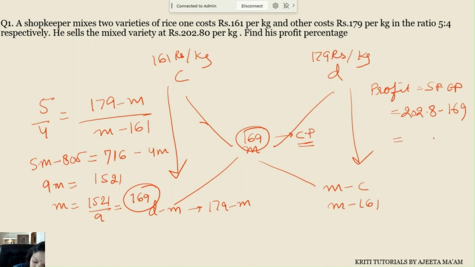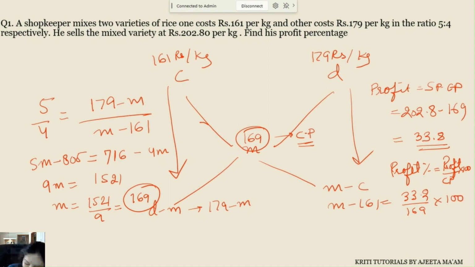Now let's do that. If we subtract, we get 33.8. That is your profit. Now we have to find profit percent. So profit upon CP into 100. So you get 33.8 on 169 into 100. Now we simply cut it out. And we get a simple 20%. That's a simple answer to calculate.